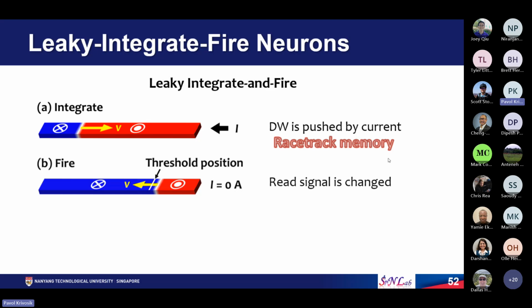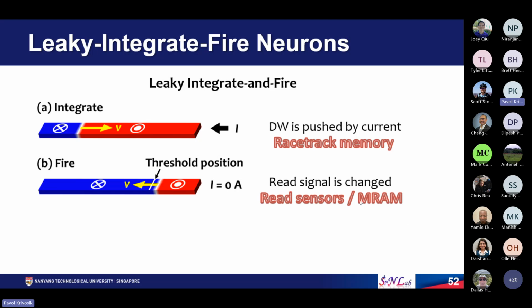People in the field of racetrack memory have been studying the domain ball motion by current, so that's not an issue. Fire is basically the domain ball moving from left to right. In this region, we have a barrier and a reference layer. If you measure the electrical resistance through the barrier and the reference layer, its resistance is going to change because the domain ball has entered into the MTJ region. So that's also not a challenging topic.